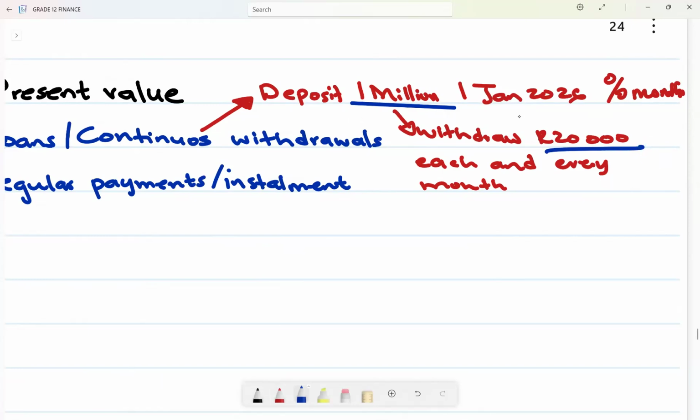So hence this falls under what? Present value. You deposit 1 million, but each and every month you withdraw 20,000. It's like you gave a loan of 1 million to the bank, and the bank will pay you 20,000 at that particular interest rate thereof. I hope that's clear. I think I've emphasized it enough.